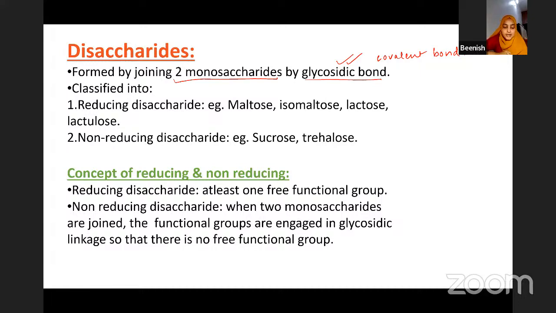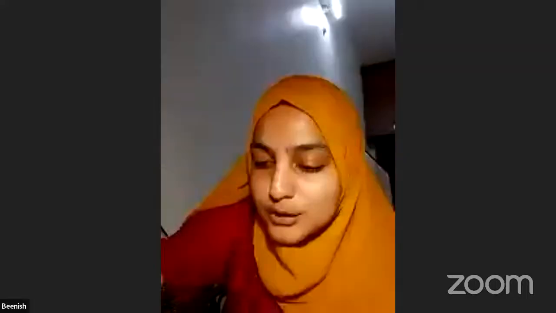Now your disaccharides can be classified into reducing disaccharides and non-reducing disaccharides, and this is a very hot question in your vivas, during your table vivas. What are reducing disaccharides and what are non-reducing disaccharides?